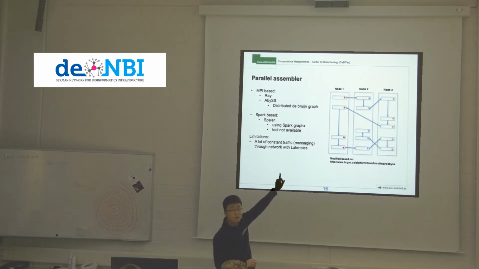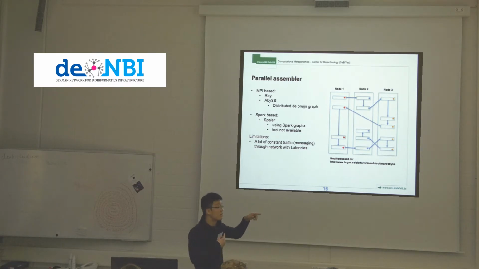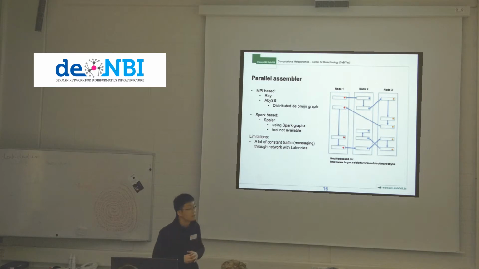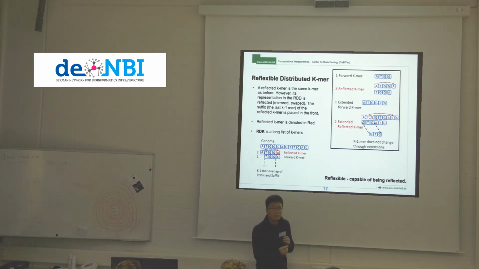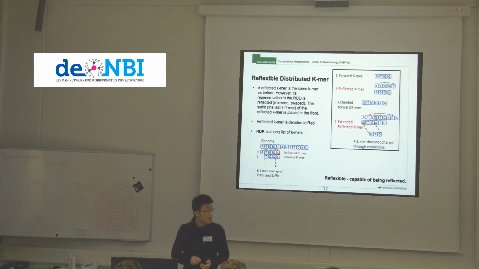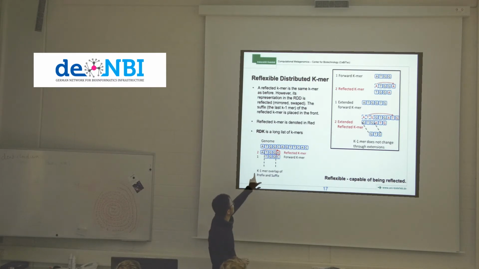The problem with this kind of assembler is that it has constant traffic. Starting from node 1, you might have to send to node 2, and then to node 3, and so on, traffic that relies very heavily on the network. Thus, the assembler speed is quite slow. What I developed is called Reflexible Distributed K-mer. I have to explain that reflexible means the k-mer will be reflected. How do I define reflected? Let's take a look here. We have a k-mer, ATGG.